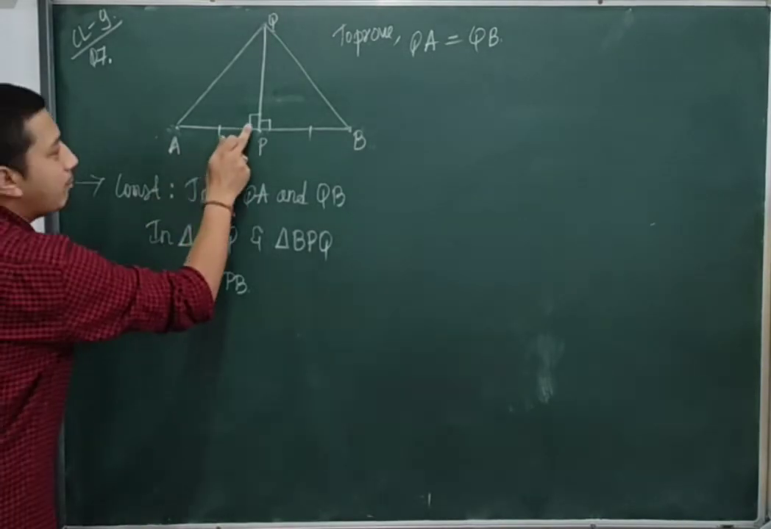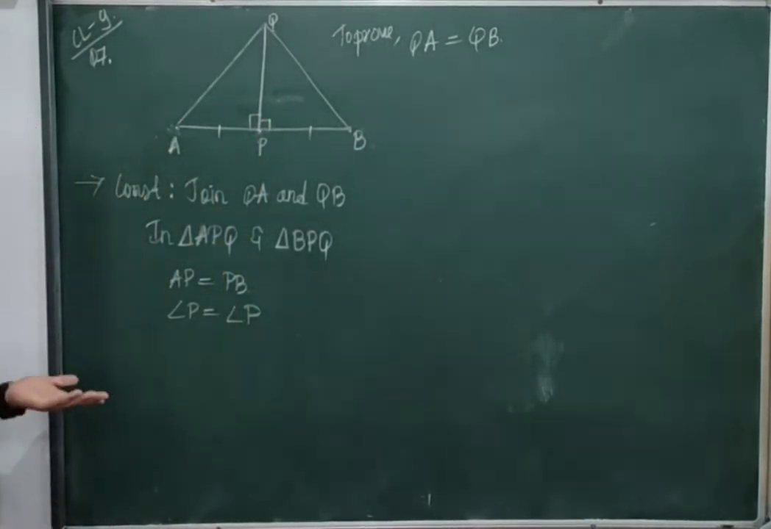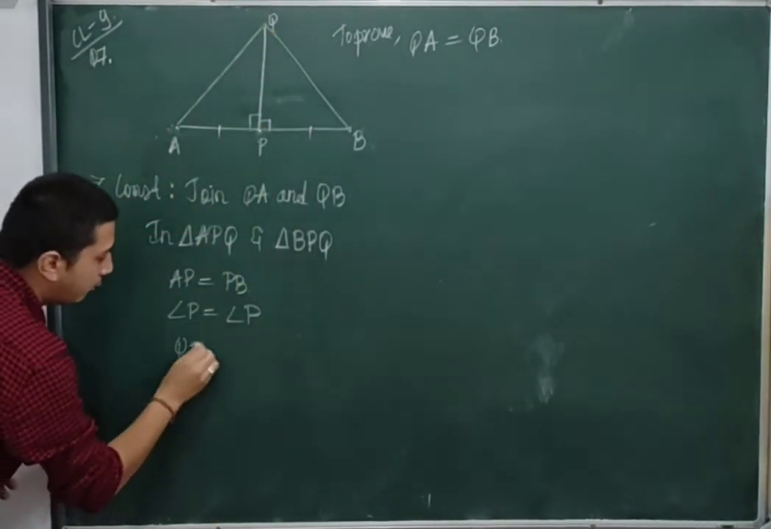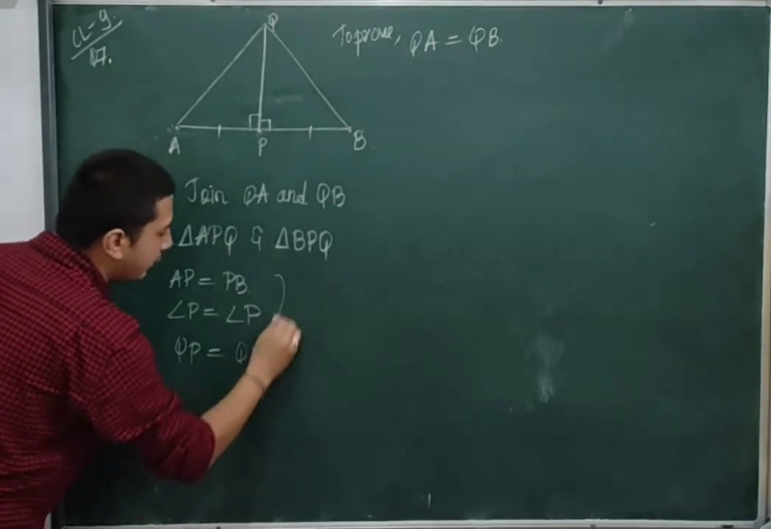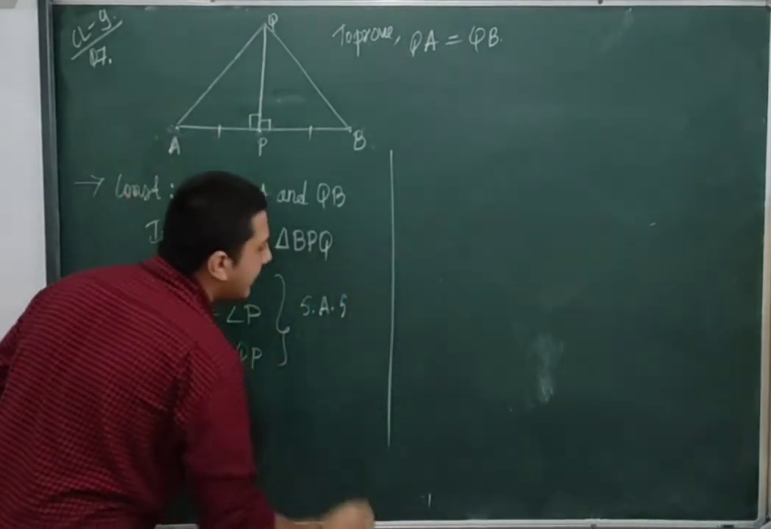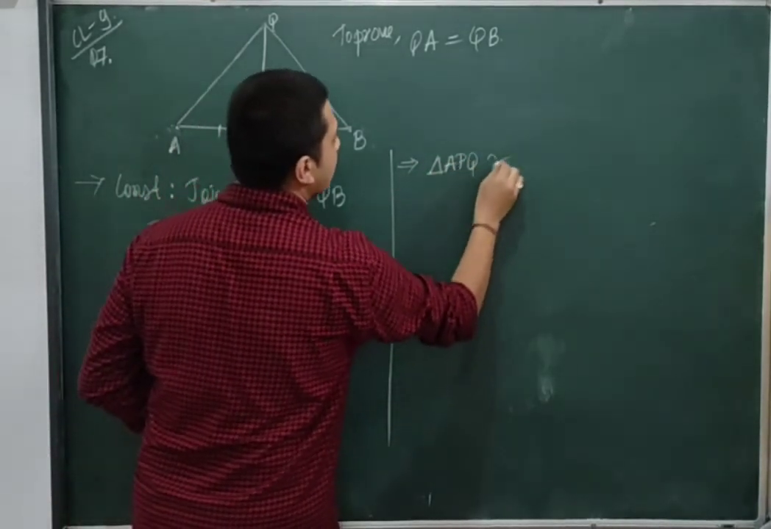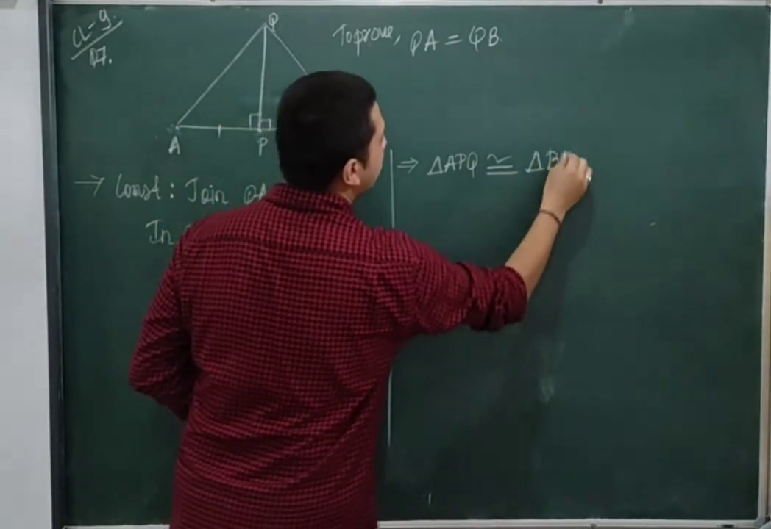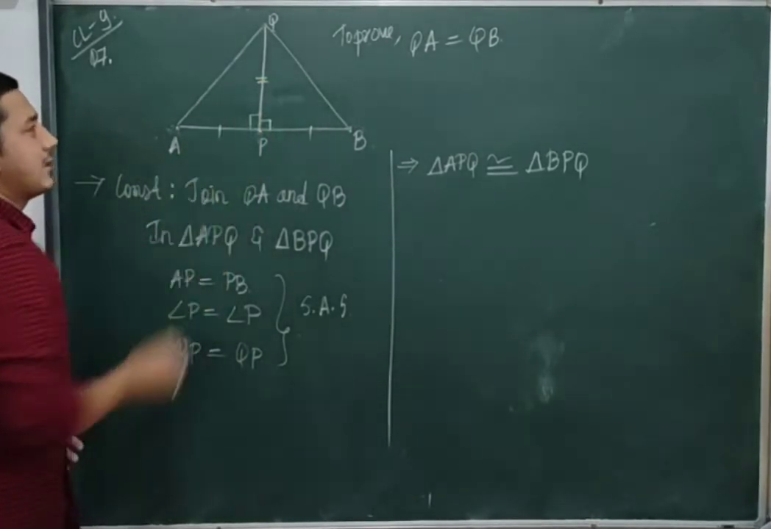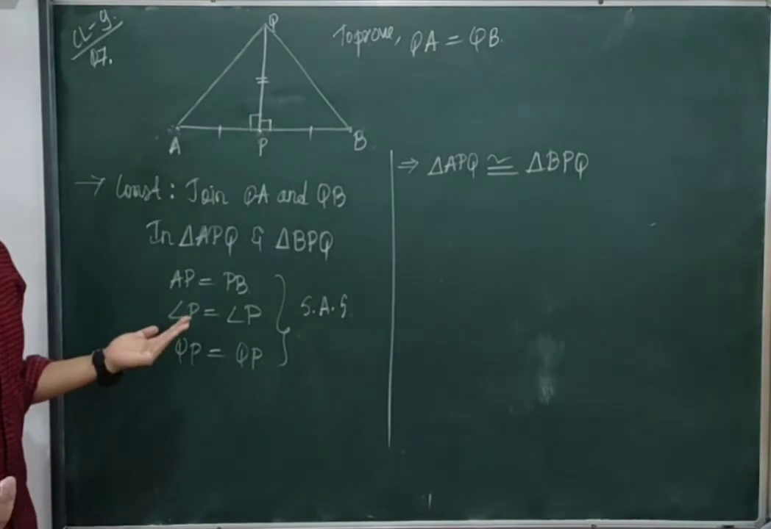Another thing, angle P is 90 degrees, angle P equals angle P. In both the triangles, QP is a common side, QP equals QP. So by side-angle-side, I can write triangle APQ is congruent with triangle BPQ, isn't it? And this is the common side. So this triangle and this triangle are congruent to each other.